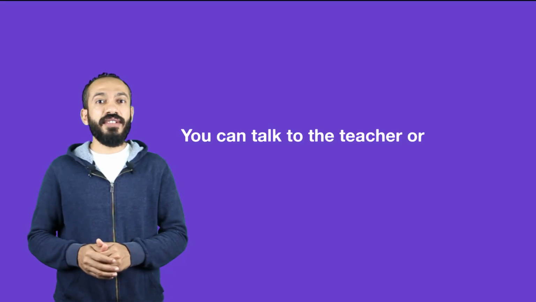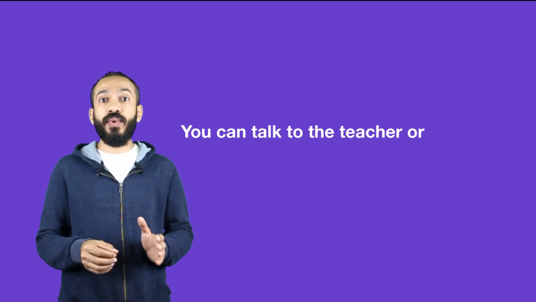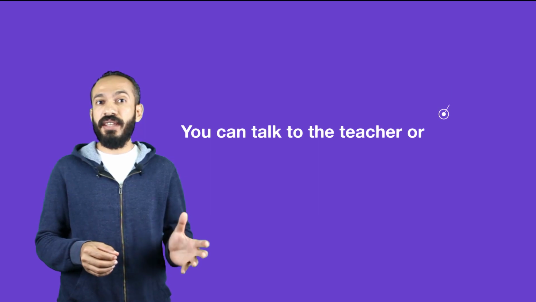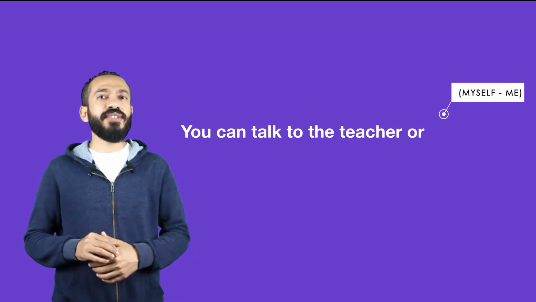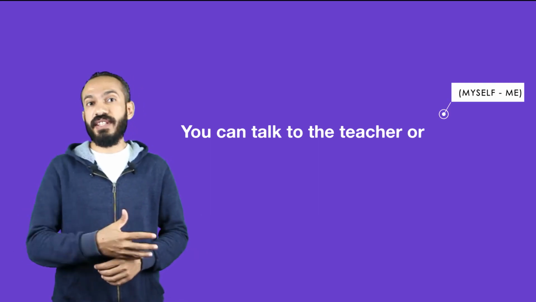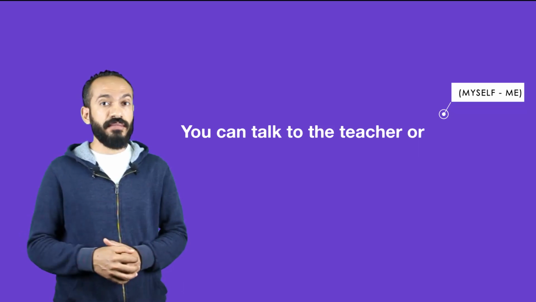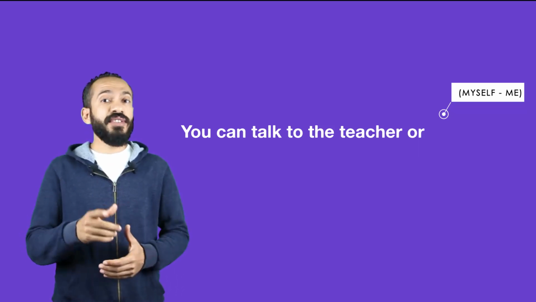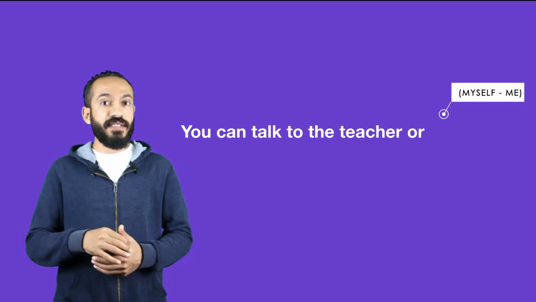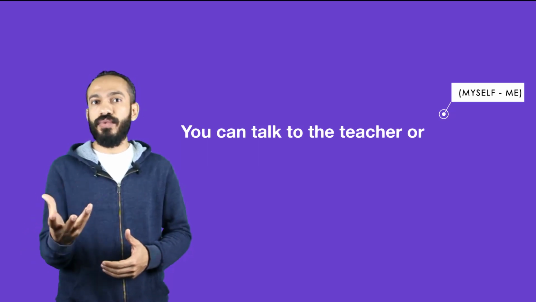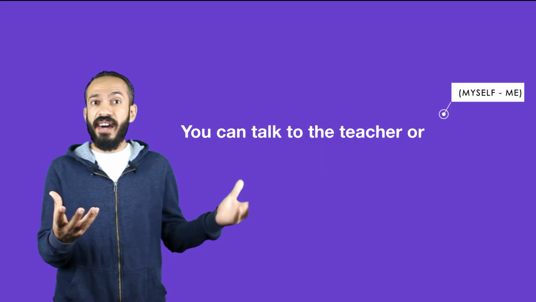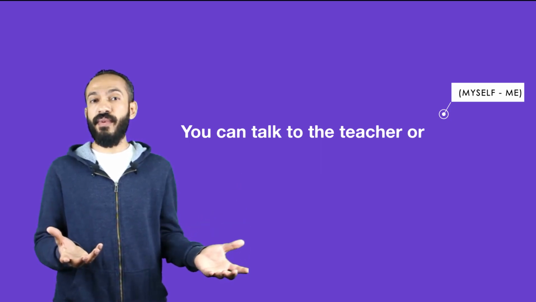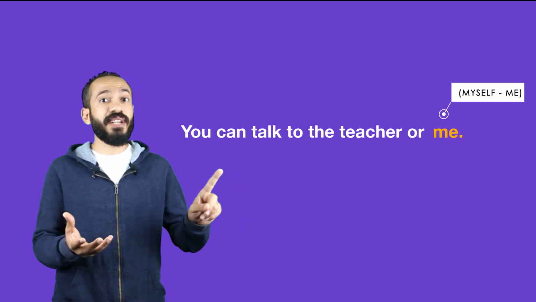It could be tricky sometimes, especially with compound objects. Take a look at this example. If you have a question, you can talk to the teacher, or should I use me or myself? In this case, it could be tricky to choose between a reflexive pronoun and an object pronoun, myself or me. First, you need to take a look at the subject of the sentence. The subject of the sentence is you. You and I are not the same person, so I will be using me, not myself.